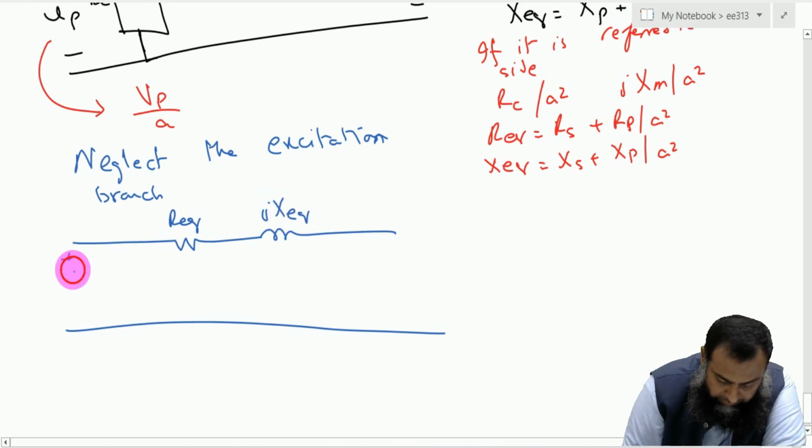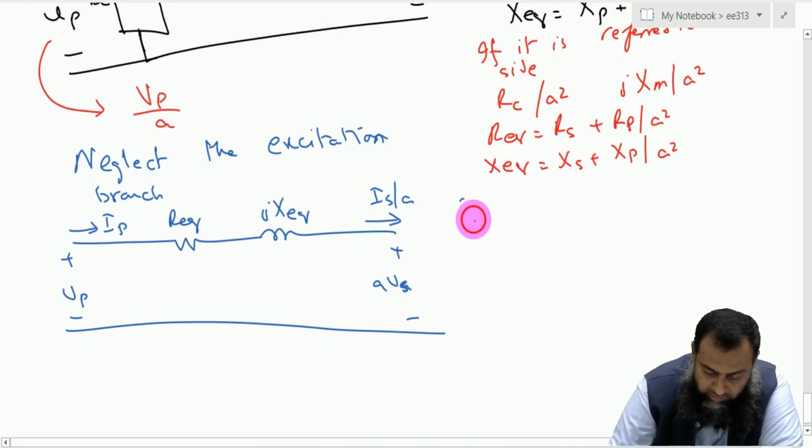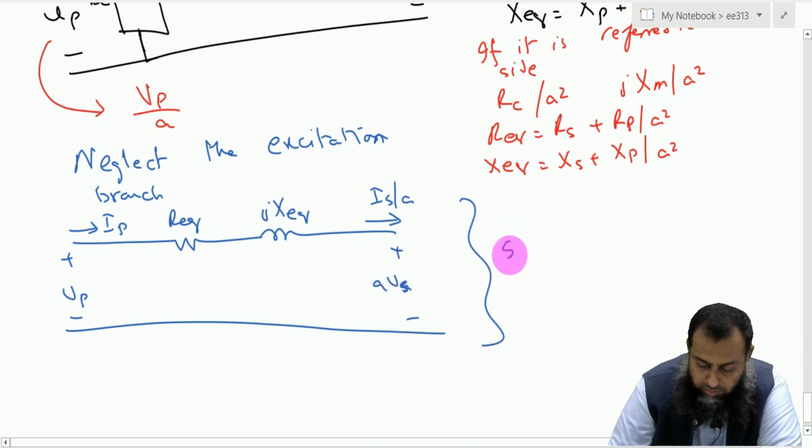So if this is VP and this is IP, then we have this IS over A, and this is equal to A times the VS. So this is the extremely simple, simplified model of a transformer, right?